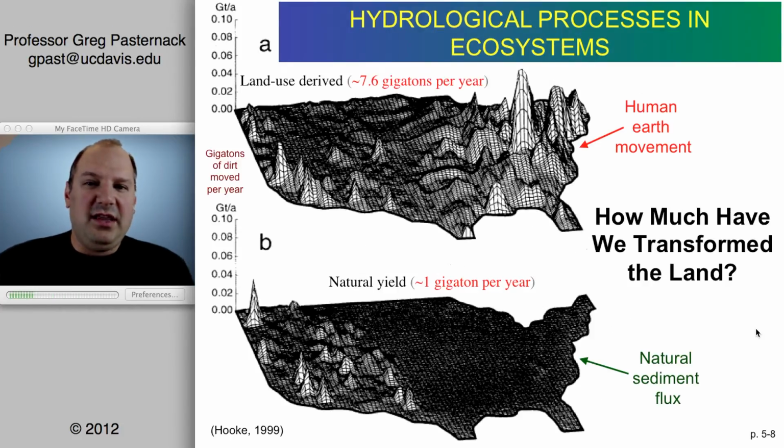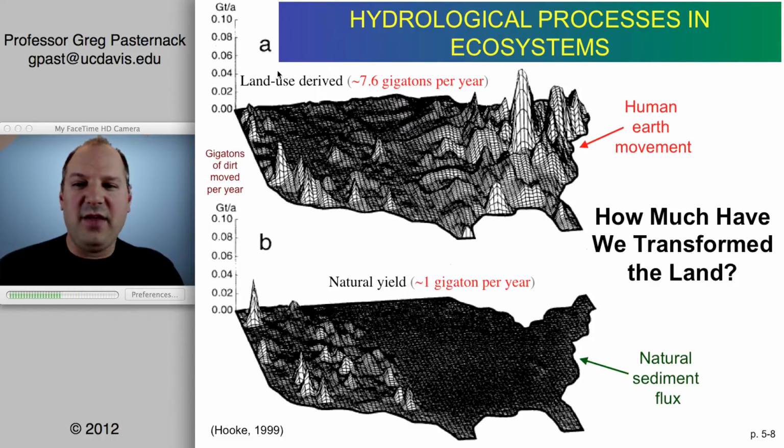To further appreciate the ability of humans to alter the landscape, consider these two maps of the United States. This is from a study done by Hooke in 1999 that tried to compare land use derived changes to the movement of material on the Earth's surface, soil, sediment kind of materials, versus what happens naturally, driven primarily by streams and water-based erosion. So in the upper map, you see on the y-axis what looks like topography is reflecting gigatons per year. The A means year, so gigatons of dirt moved per year.